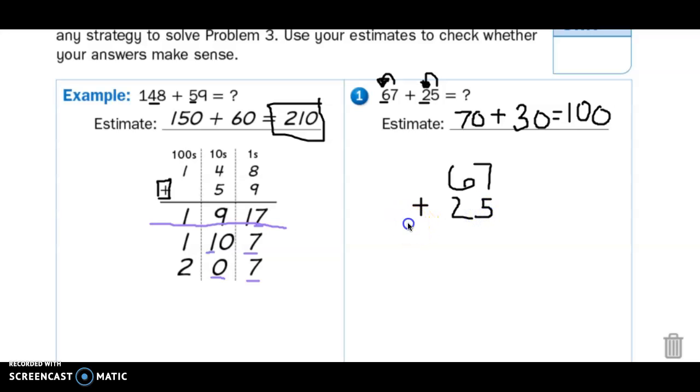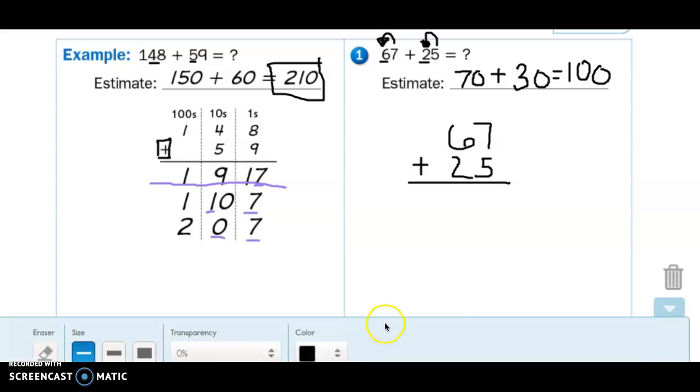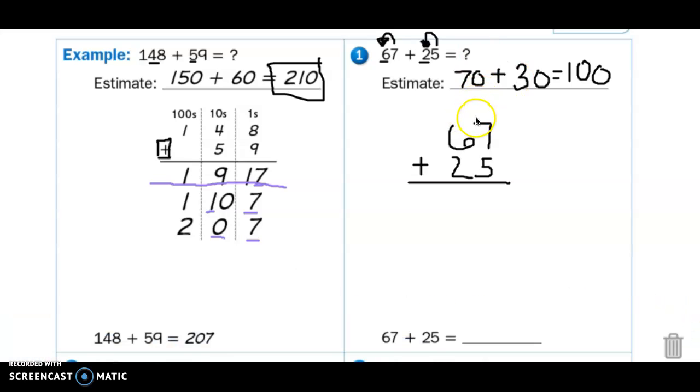Okay. Let's draw in our columns. I have a ones place, a tens place. So ones, tens, and we don't know if we'll have 100, but we'll put it just in case our tens add up to an extra 100.